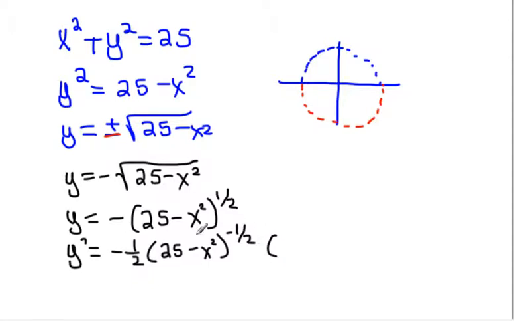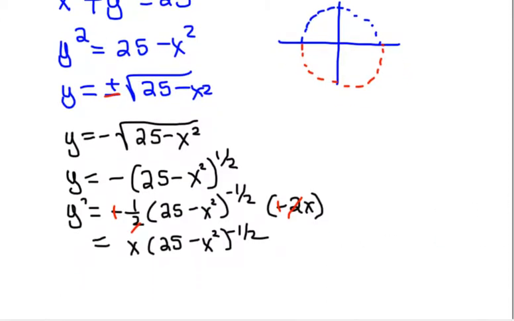Now chain rule says I need to take the derivative of the inside. So the derivative of 25 is 0, but the derivative of this is negative 2x. Okay, so then in the next case when I go to clean this up a little bit, the 2's cancel. This 2 and this 2 are going to cancel. The negative and the negative are going to cancel. So I'm going to be left with x times (25 minus x squared) to the negative 1/2.